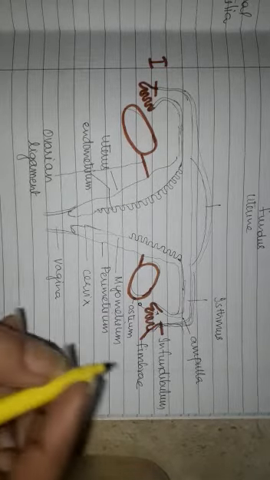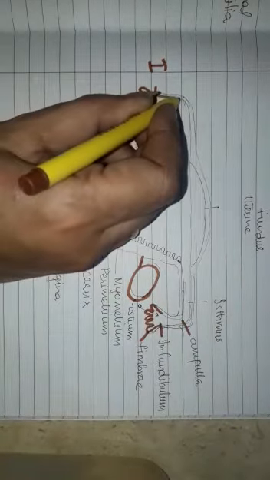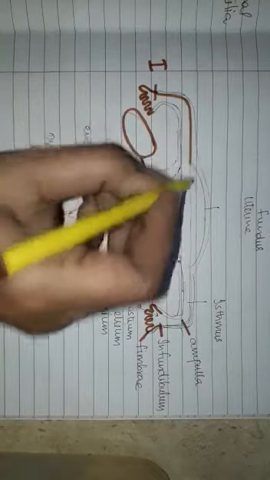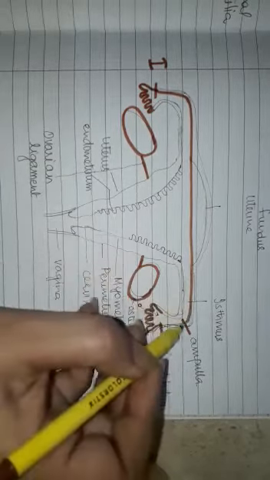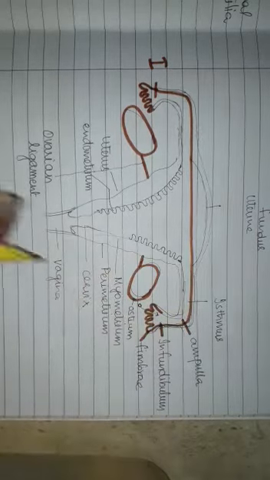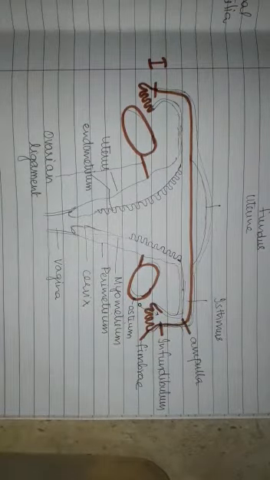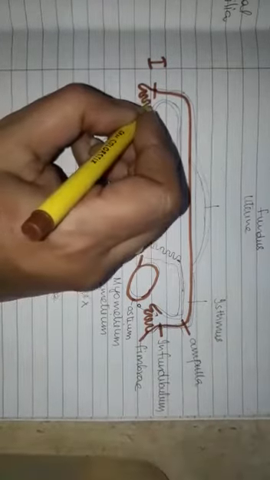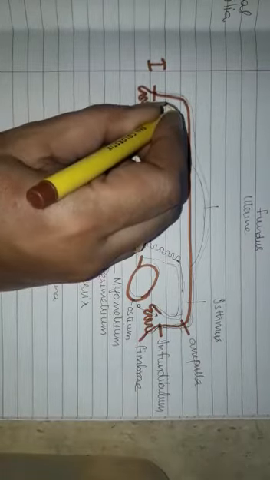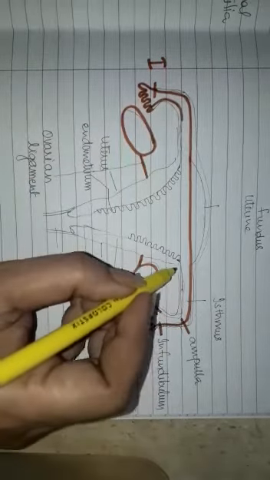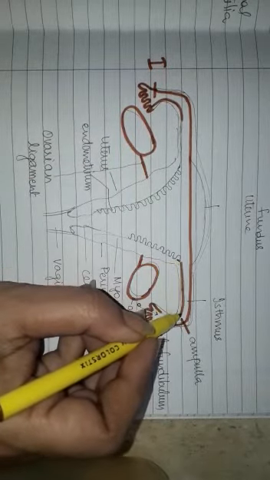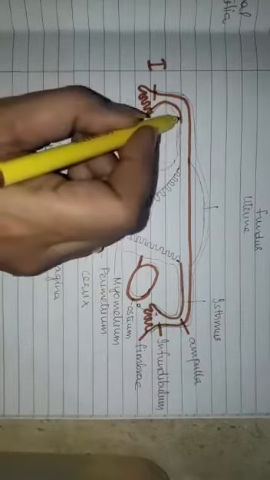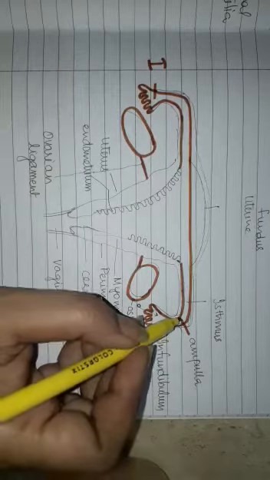Then the second part of the fallopian tube is ampulla. It is a long, wide but thin walled portion.